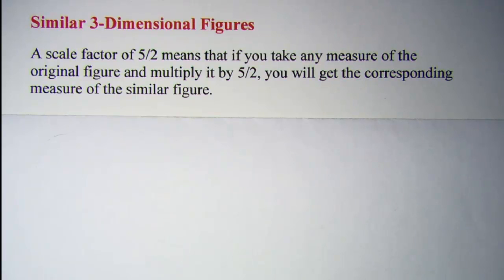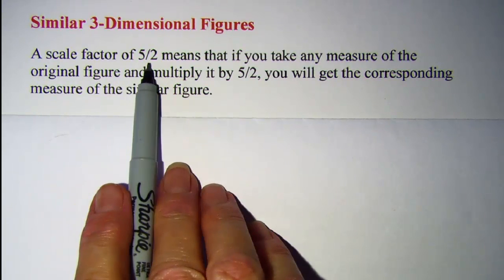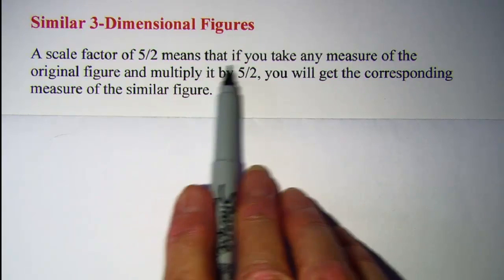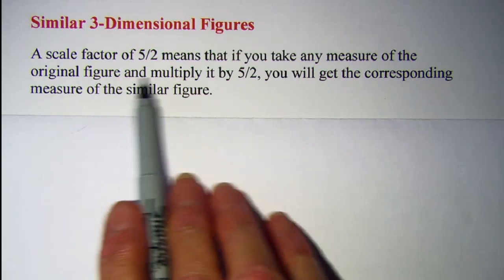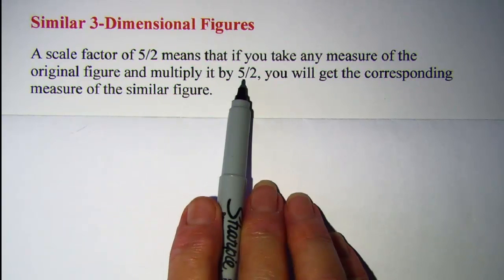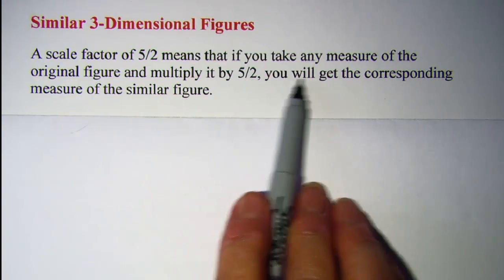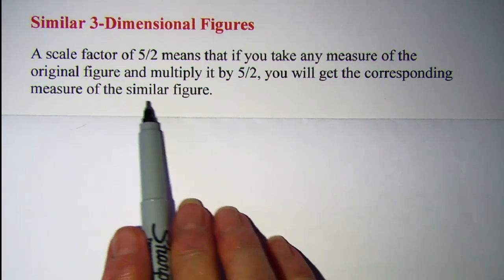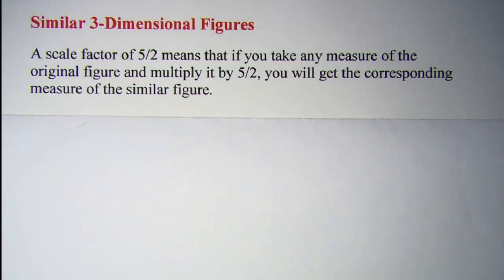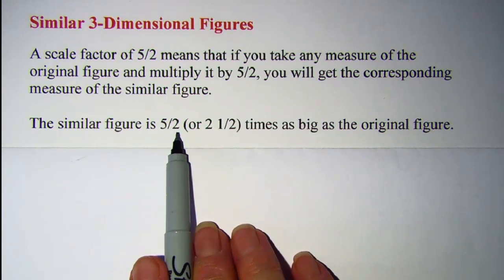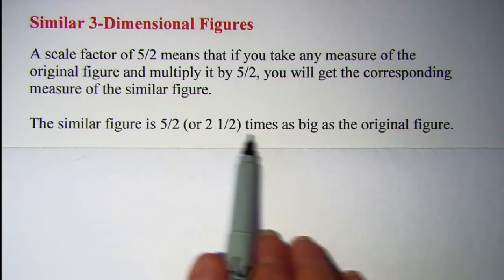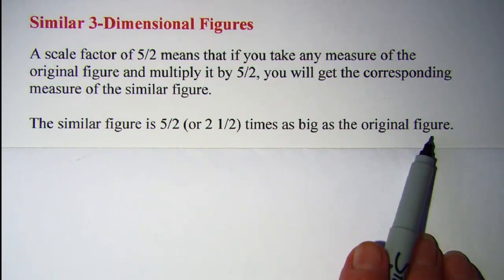In this video, we'll be discussing similar three-dimensional figures. A scale factor of 5/2 means that if you take any measure of the original figure and multiply that measure by 5/2, you'll get the corresponding measure of the similar figure. The similar figure then is 5/2 or 2.5 times as big as the original figure.